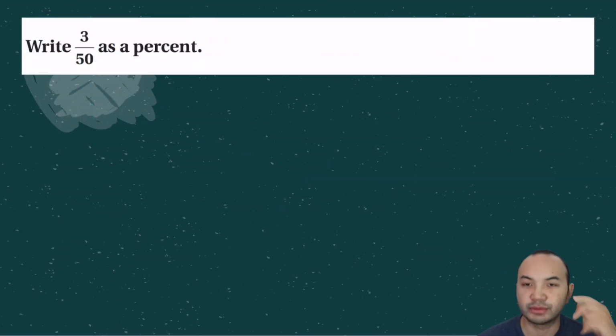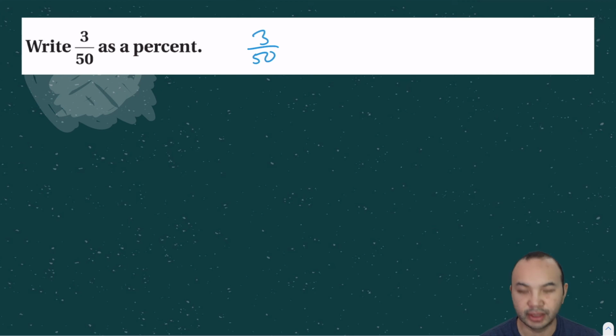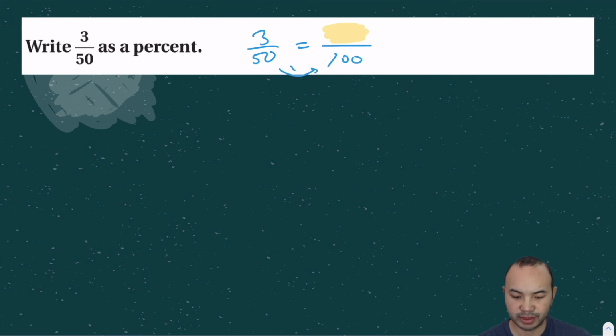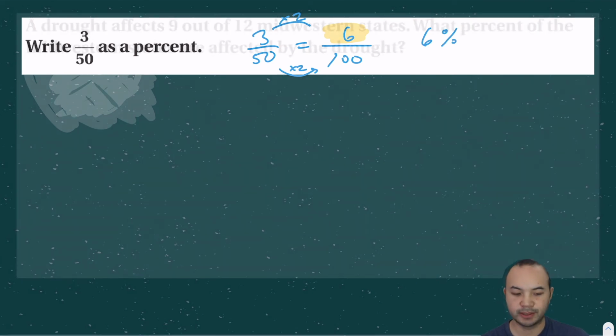Right here, it says write 3/50ths as a percent. So if you have 3 out of 50, if you want to make it a percent, you want to find what the numerator is when the denominator is 100. So to get from 50 to 100, you multiply by 2. So that means I multiply the 3 by 2, and that's going to be 6. All right, so 6 out of 100, well, that's 6 per 100, 6%.